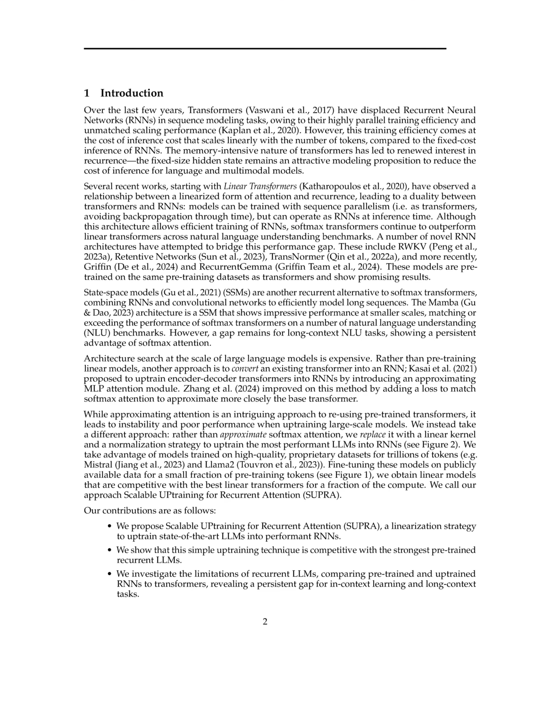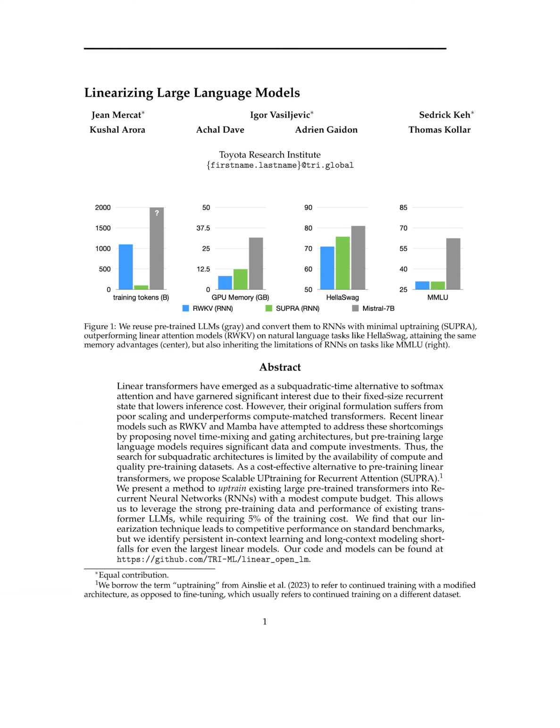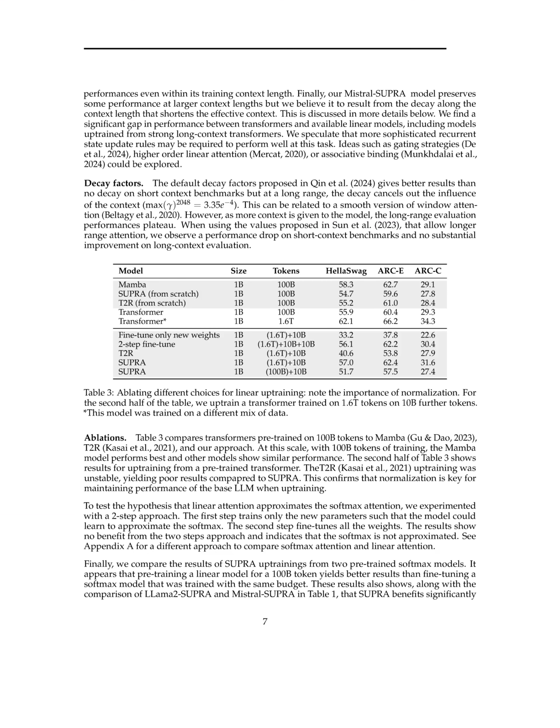9. Comparing performance with pre-trained models. SUPRA demonstrates competitive results with the strongest pre-trained recurrent models, showcasing its effectiveness in converting large transformers into performant RNNs. 10. Addressing limitations and future directions. SUPRA acknowledges the limitations of linear models on long context tasks and suggests exploring advanced recurrent state update rules like gating strategies or higher-order linear attention to further enhance performance in such scenarios.